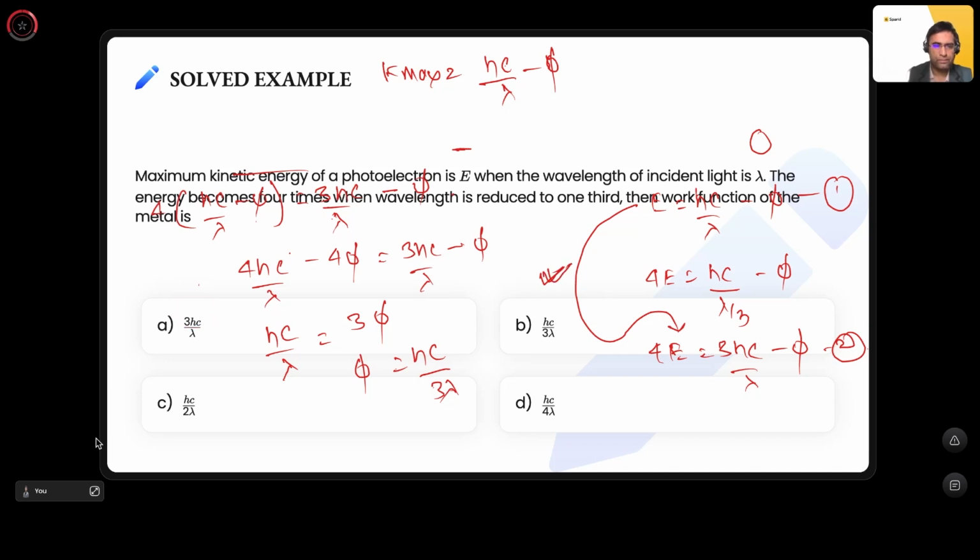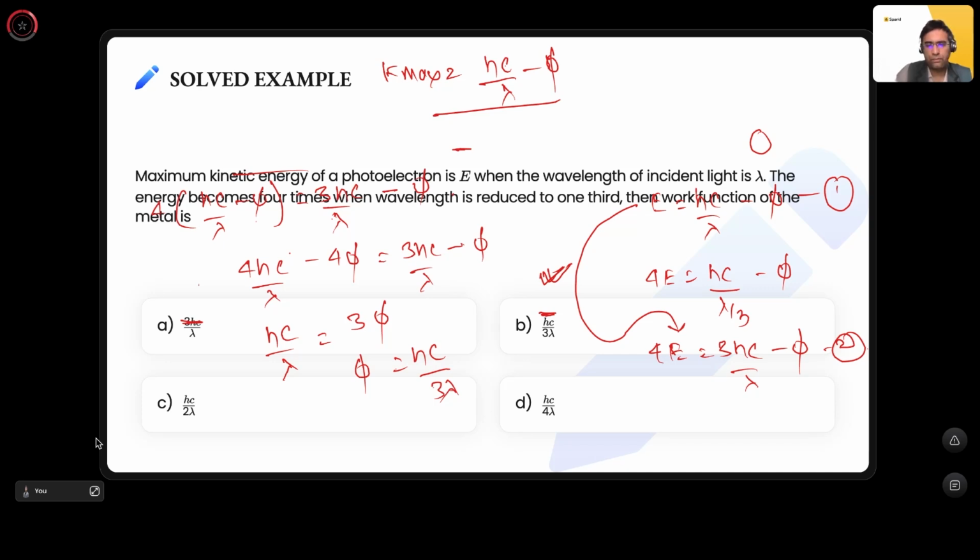Okay. So you have to use this particular equation only and find the answer. And you have to see in what form the options are given. If they were given in the form of E, we would eliminate Hc by lambda, but because they are given in the form of Hc and lambda, we eliminated E. Alright. So it could have been anything in between.